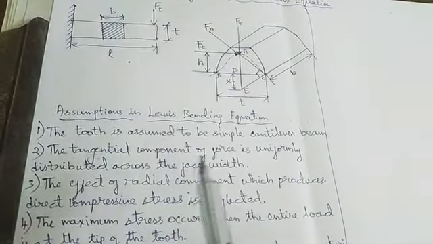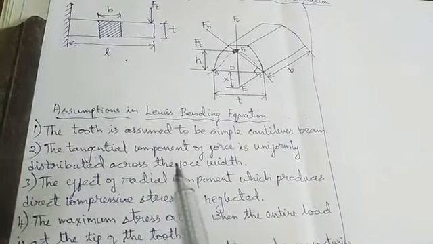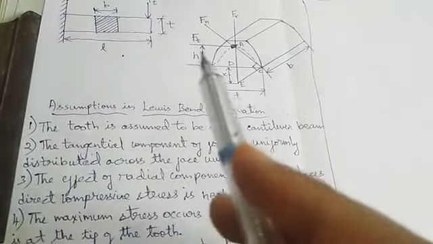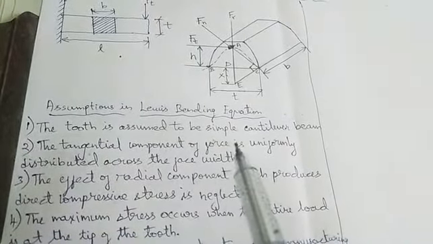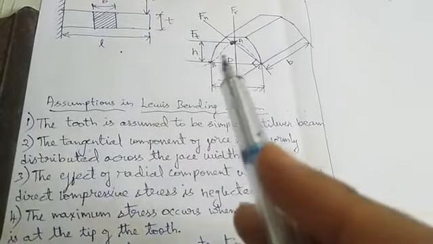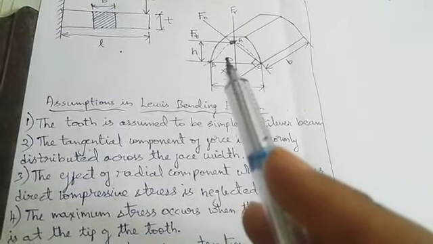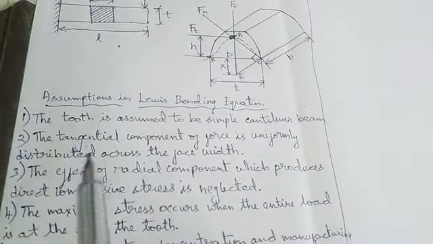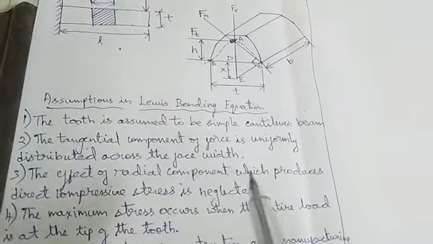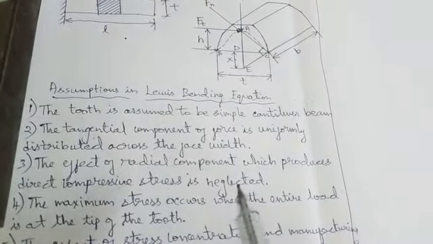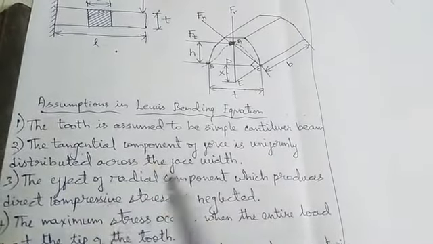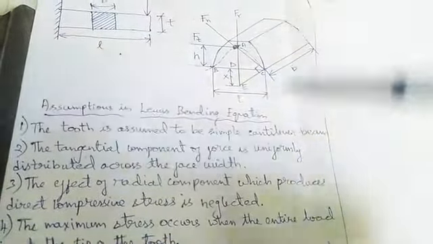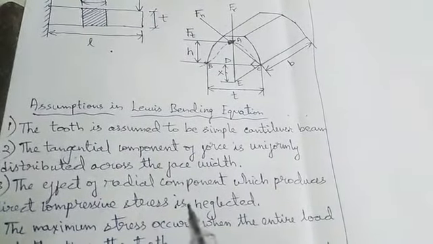Next, the tangential component of force is uniformly distributed across the face width. This force Ft is the tangential component, and it is uniformly distributed across the face width. So the tangential force we have to consider as uniformly distributed. Next, the effect of the radial component, Fr, which produces direct compressive stresses, is neglected. It induces compressive stresses on the gear, and we are going to neglect these compressive stresses.